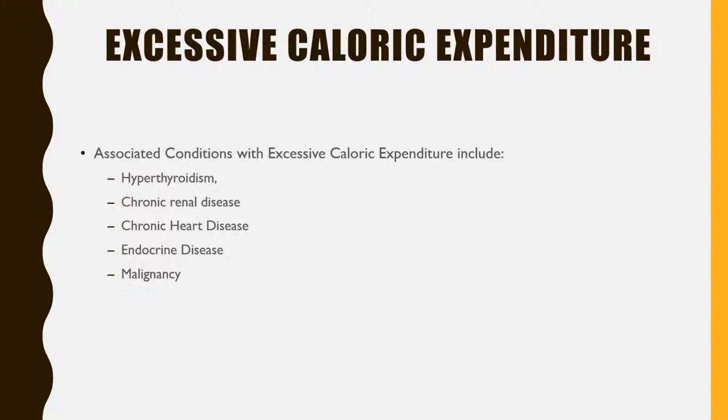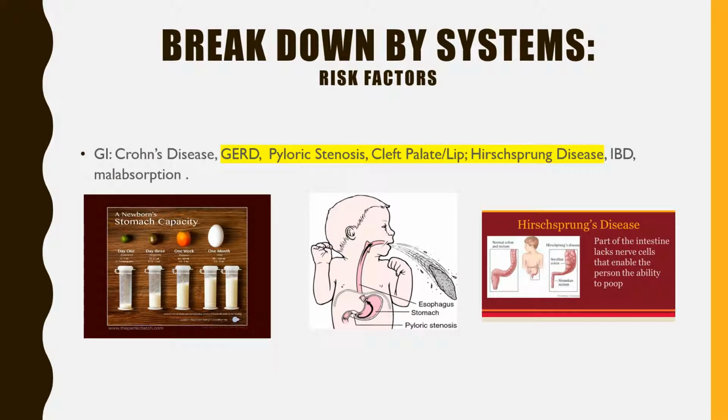Next, we're looking at excessive caloric expenditure. Some of the associated conditions with this include hyperthyroidism, chronic renal disease, chronic heart disease, endocrine disease, and a lot of the malignancies. So let's break these down by systems in which we can kind of look at the risk factors involved with them as well.